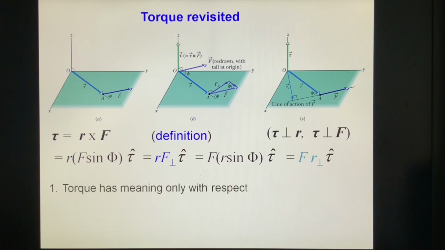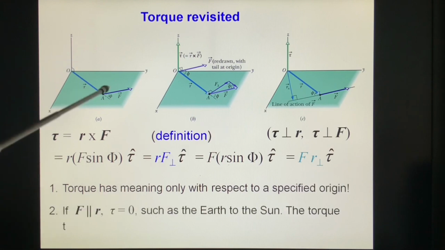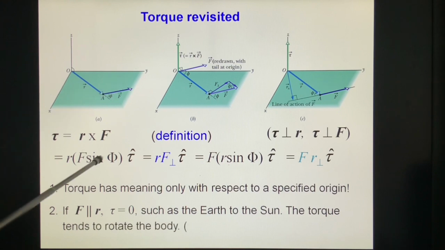Torque has meaning only with respect to a specified origin. Here is the O. If F is parallel to r, then phi is 0, sine 0 is 0, and that means the torque is 0. The torque tends to rotate the body.